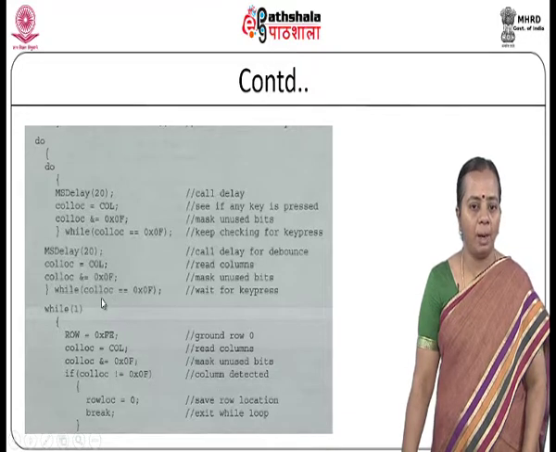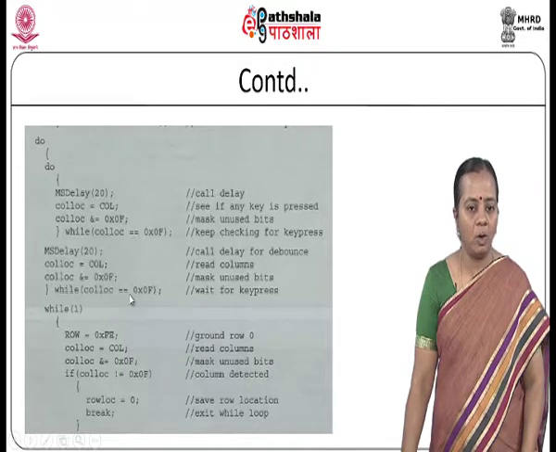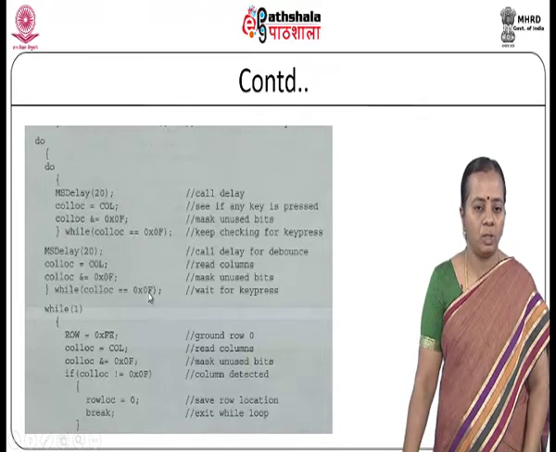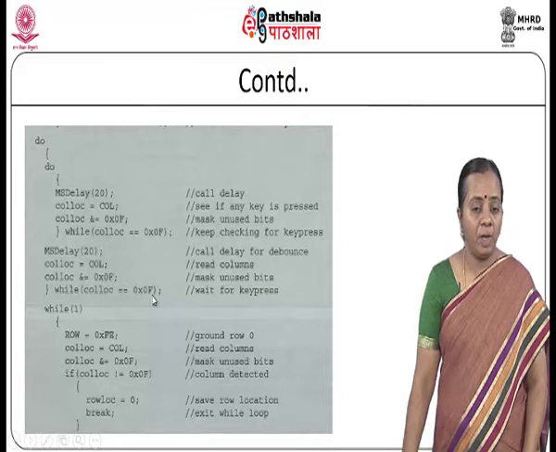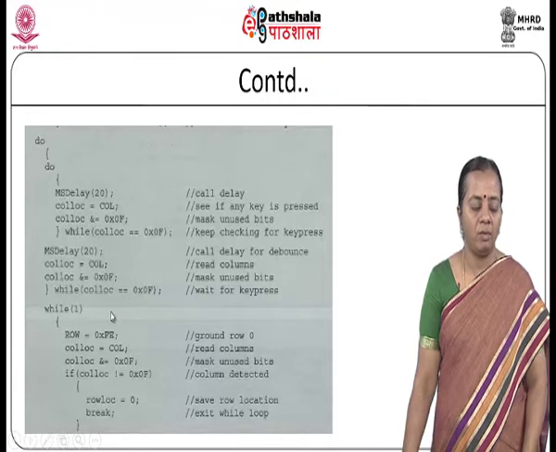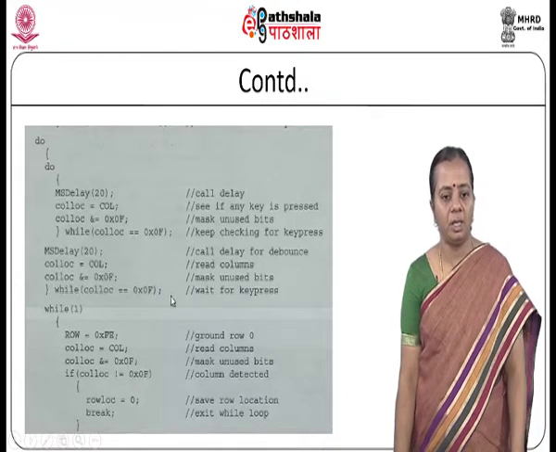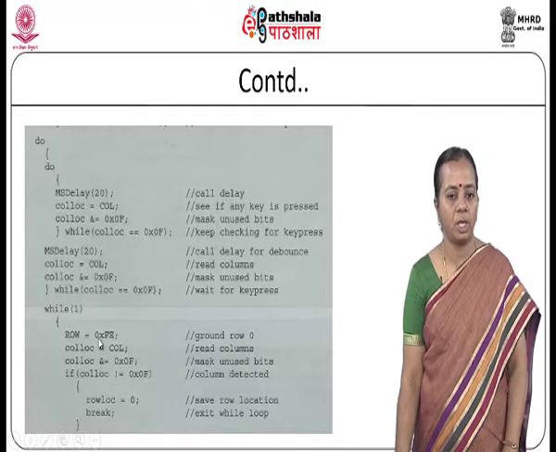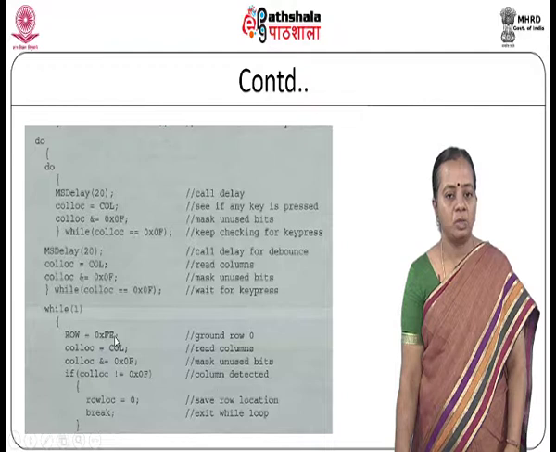Now I will be checking whether the column location value is equal to 0F or not. I will be waiting for a key press. If something is pressed, it will be not equal, and then it comes down. Now I need to identify what that particular pressed key is. Because of that, first I will make the rows equal to 0F FE, so the 0th row is grounded, and that is FE.